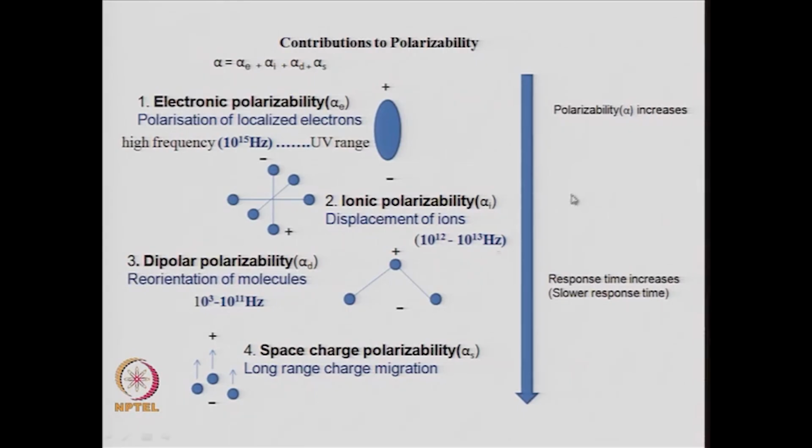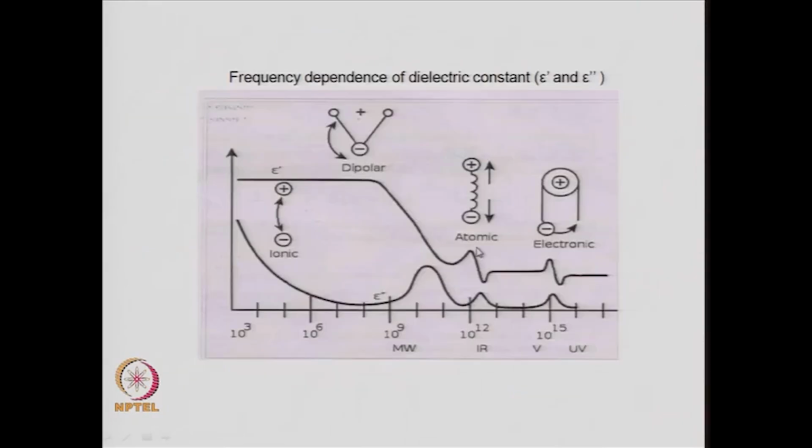So, polarizability increases as you go from electronic, ionic, in this range, where you see the space charge polarizability, the value will be very high of the total alpha, because it will have contributions from all the 4 polarizabilities. So, if the response time increases, that means you have more time and smaller is the frequency, you have a high value for the polarizability.